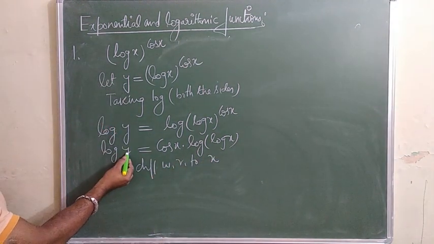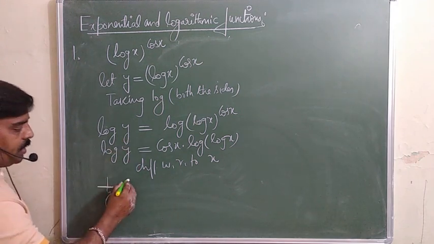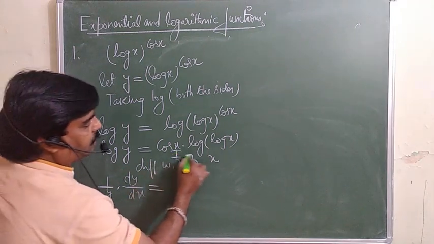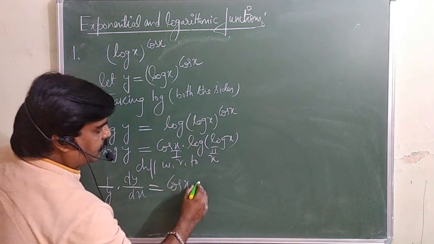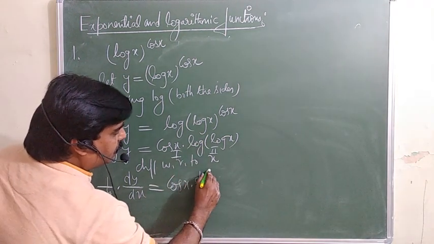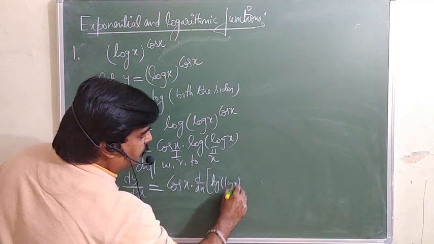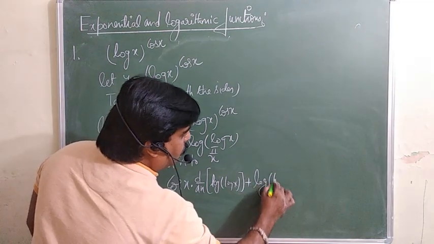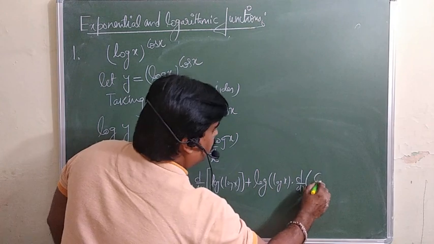So this is log y. We will differentiate. Log y is first of all 1 over y, then the derivative of y is dy over dx. Chain rule we will apply. Here is the first and second. First times the derivative of the second, d over dx of log(log x), plus second times the derivative of the first, d over dx of cos x.